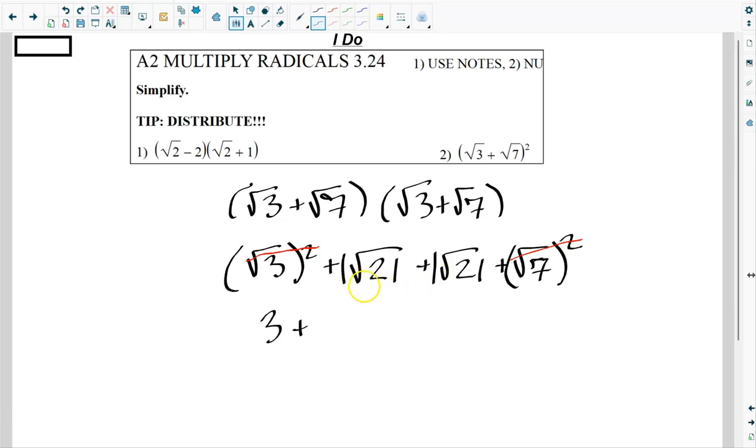That right there tells me that what? They have like terms. Same radical, index, radicand. So then I have 1 plus 1 is 2. And over here I have 7. So we get 10 plus 2 square root of 21. I can't make this disappear because it's different than 1, so we got to preserve that, and that's our final answer.